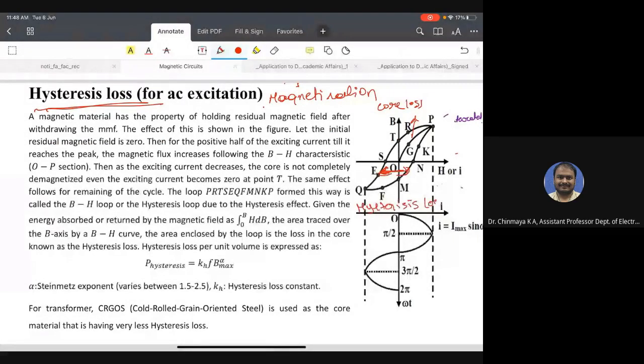So what can we do to reduce the hysteresis loss in a magnetic material in a core? We can use thin loop materials like silicon steel, a magnetic material whose hysteresis loop area is very thin.